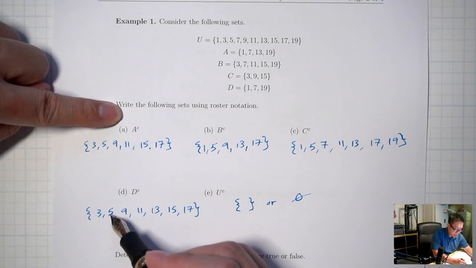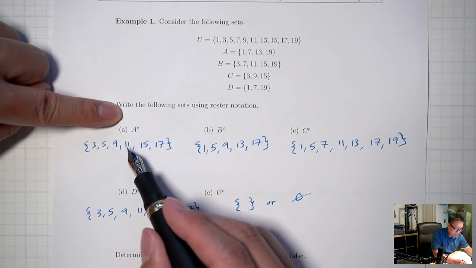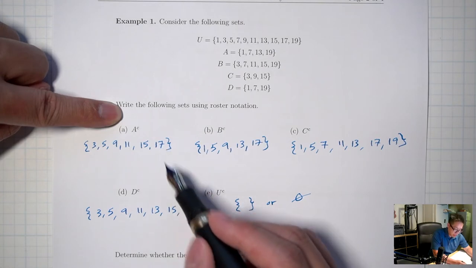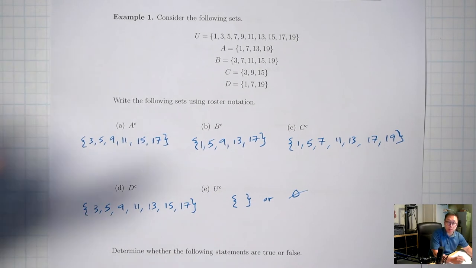So starting with the set on the left, ask, is 3 in there? Yes. Is 5 in there? Yes. Is 9 in there? Yes. Is 11 in there? Yes. Is 15 in there? Yes. Is 17 in there? Yes. So this will be true.